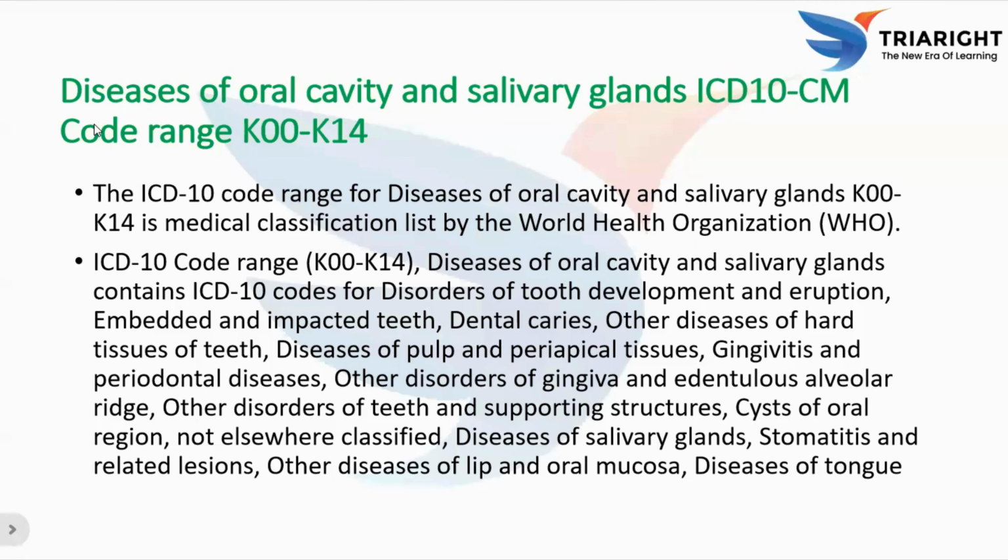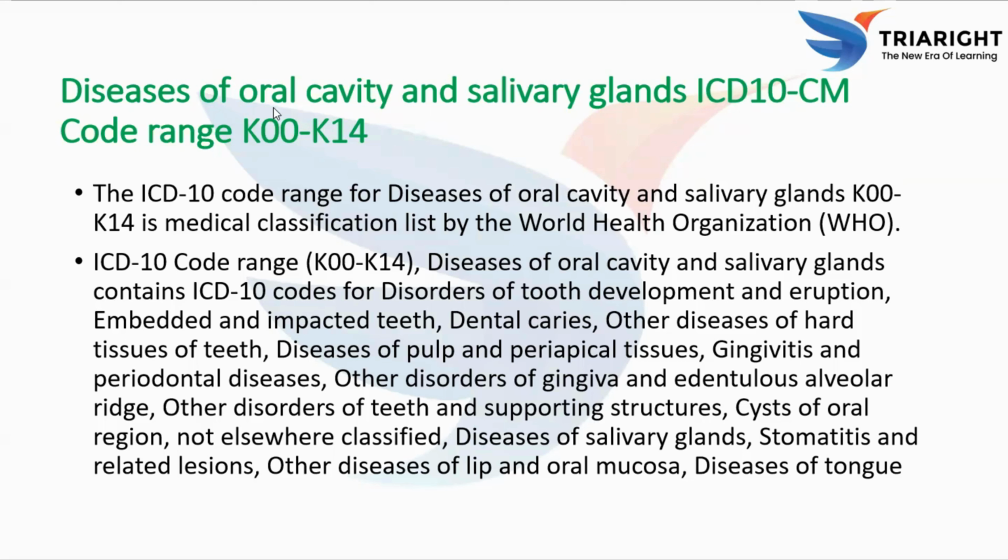Yeah. So in this slide, there are diseases of the oral cavity and salivary glands. ICD-10-CM code ranges from K00 to K14. And this section of ICD-10-CM includes all the diseases and disorders that affect the mouth and the salivary glands. The code range K00 to K14 is used internationally for recording, classifying, and billing those conditions.